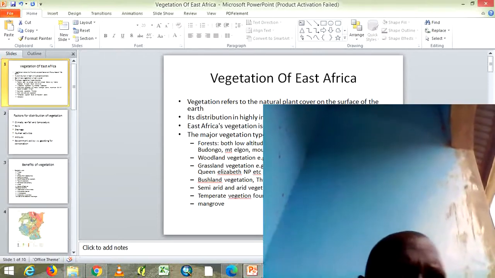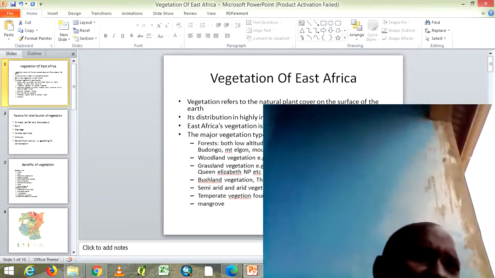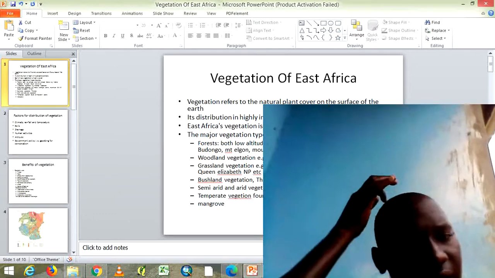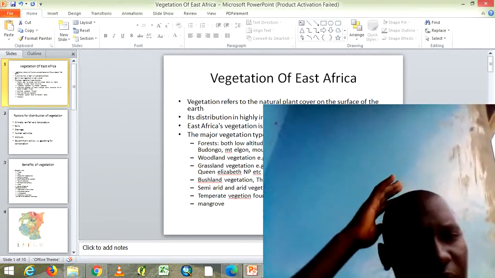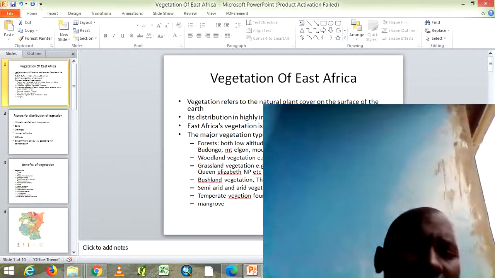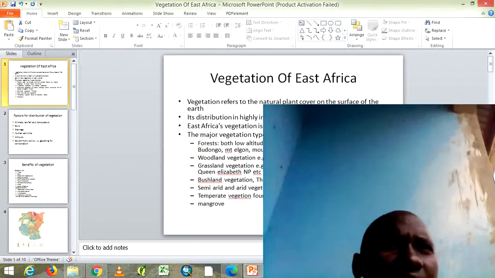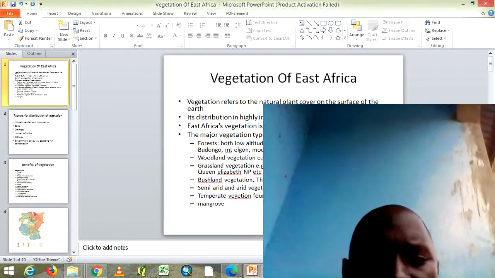The Mount Elgon forest, for example, the mountain forest on Mount Kenya, the Mount Rwenzori forests, and all those forests that are found at high altitude. We have the Bwindi Impenetrable Forest in southwestern Uganda. These ones are high altitude forests.